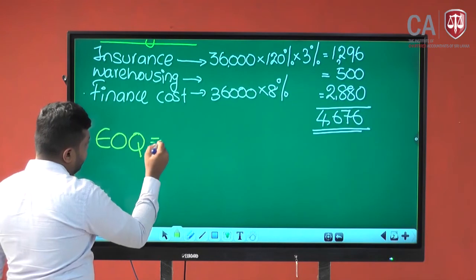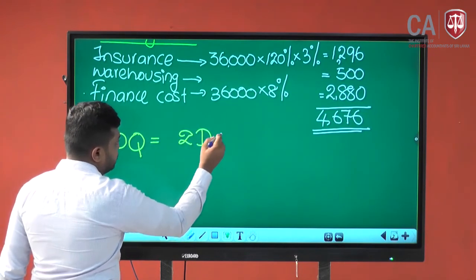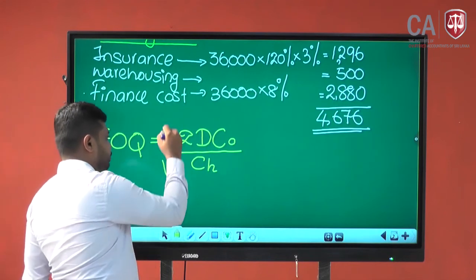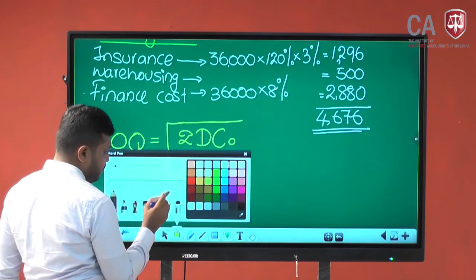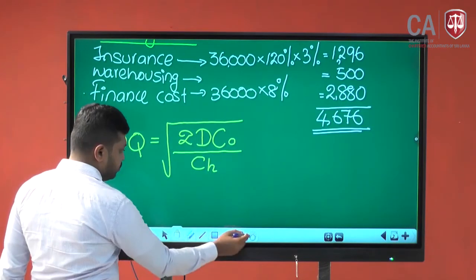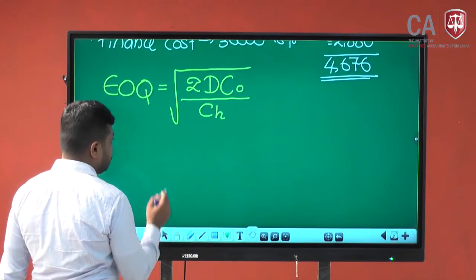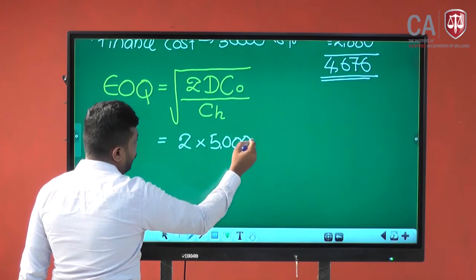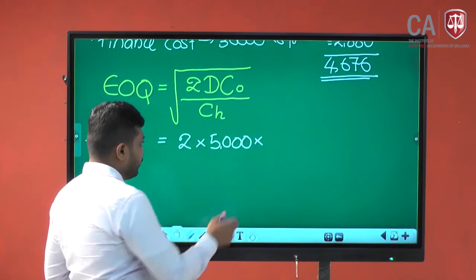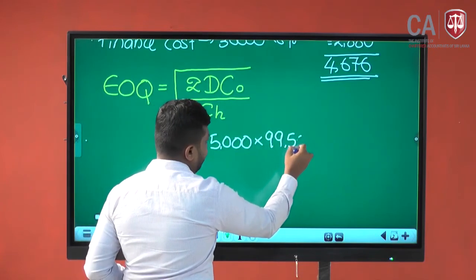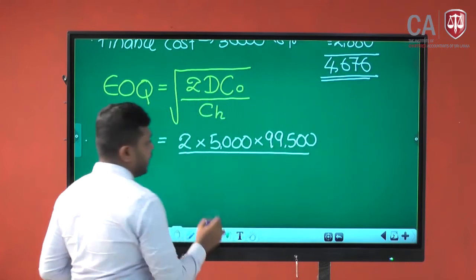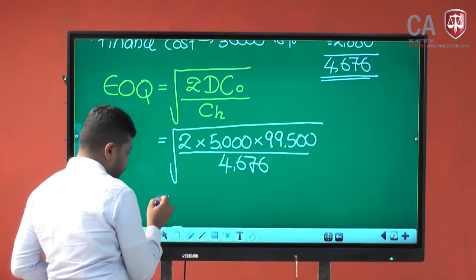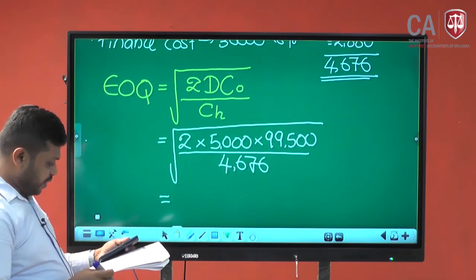EOQ equal to root of 2 into demand, 5,000 units per annum, into cost of ordering, DCO, divided by CH, that is cost of holding. Cost of ordering you have already found, 99,500. Cost of holding already calculated, 4,676, into root. Your economic order quantity, approximate value, is 461 units.